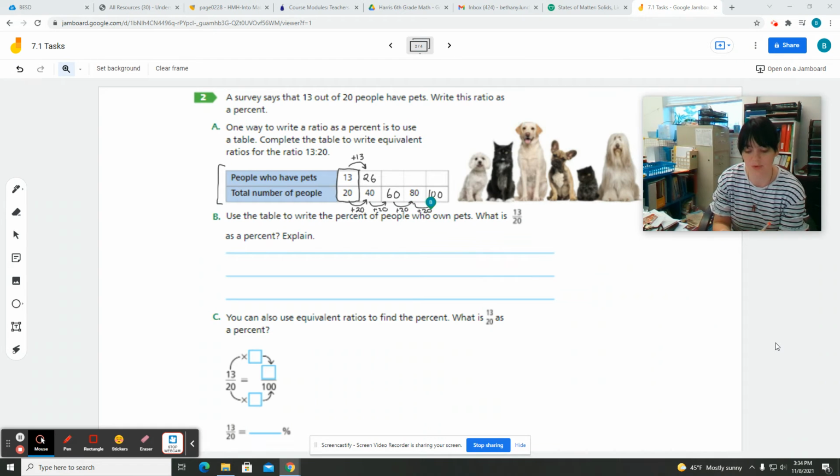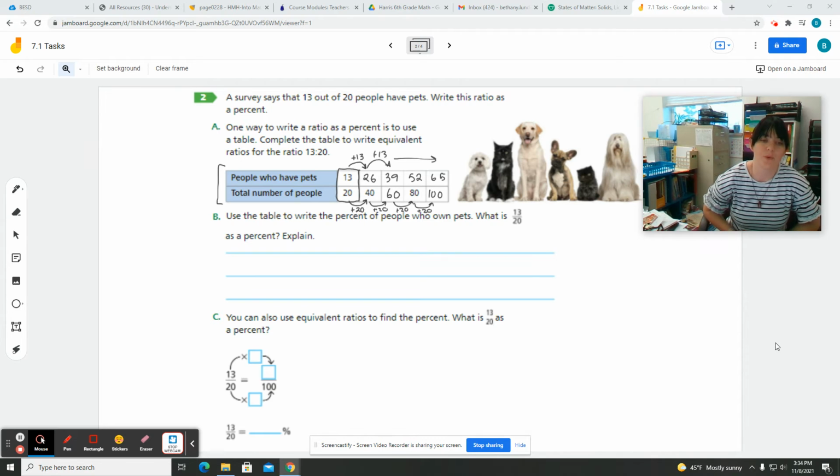So what we're going to do here is we're just going to add 13 all the way down. So let's do 26 plus 13 is 39. And then 39 plus 13 is 52. And then plus another 13 is 65.